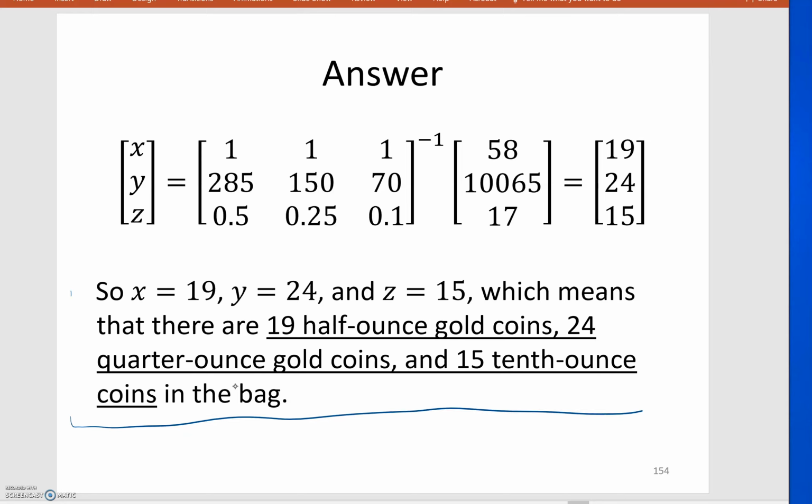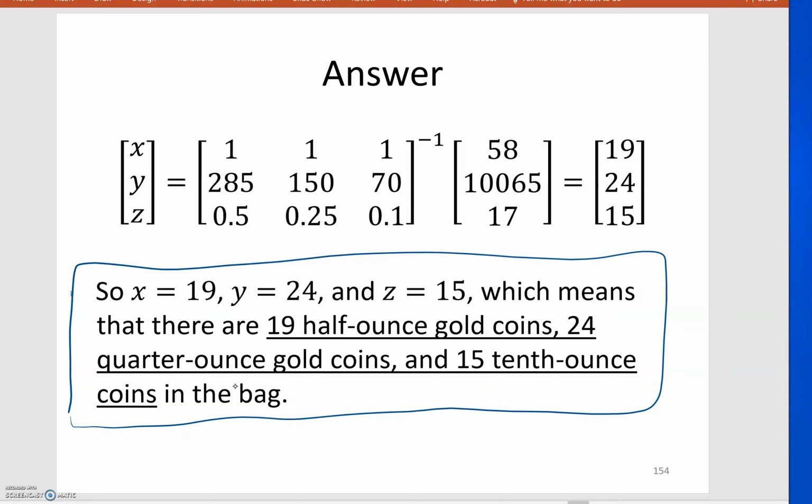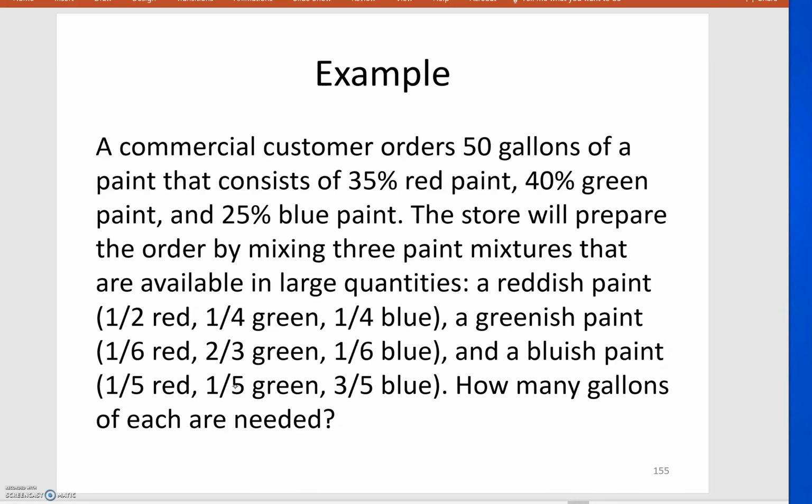All right. So that one wasn't too bad. You see here we've got a 3 by 3 system. Let's look at another example. This one I think you'll find perhaps a bit more confusing, although it's still doable.